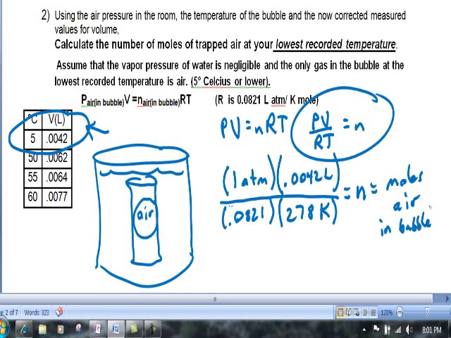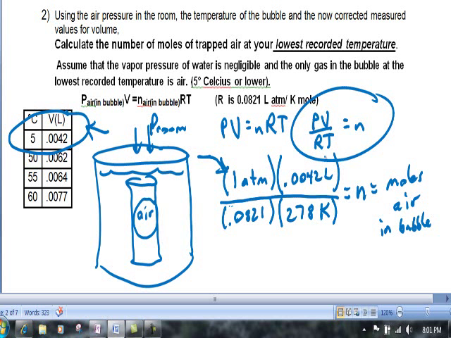Now, when we set up the calculation for PV over RT to give us the moles of air in the bubble, one thing we have to consider is that the pressure inside the bubble is the same as whatever the pressure in the room is that's pushing down on top of the water. Just as an example, typically in Darien, Illinois, air pressure is in the area of 1 atmosphere. That's why our pressure value in this problem is 1 atmosphere.